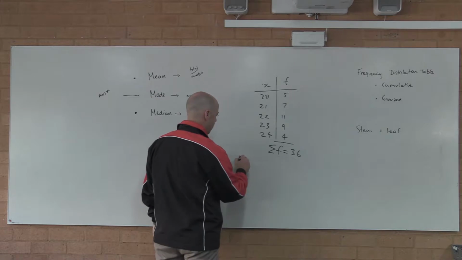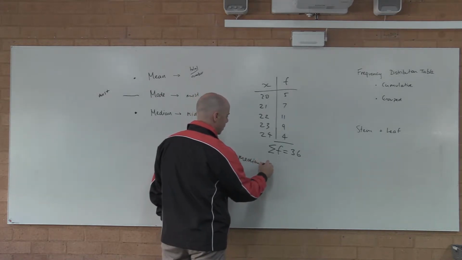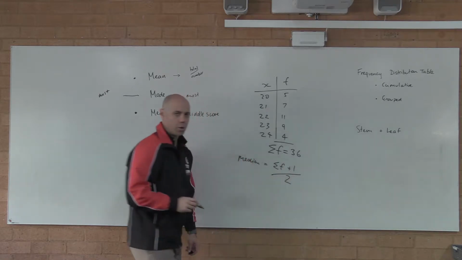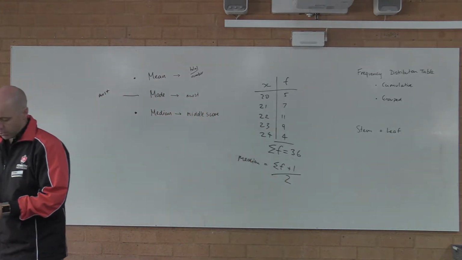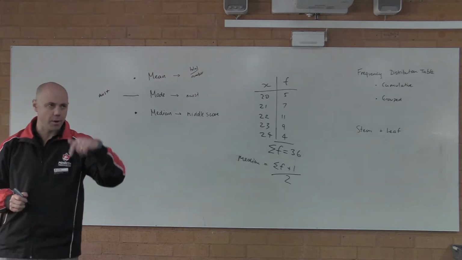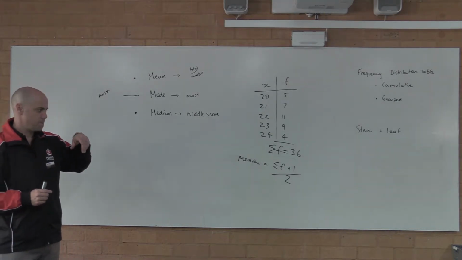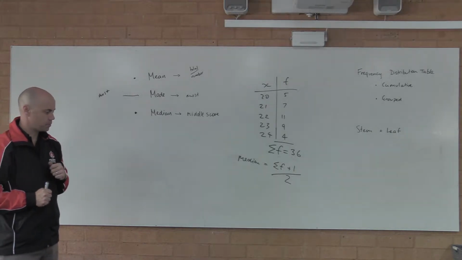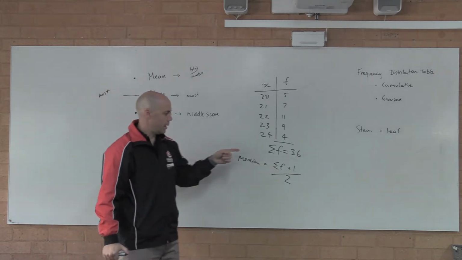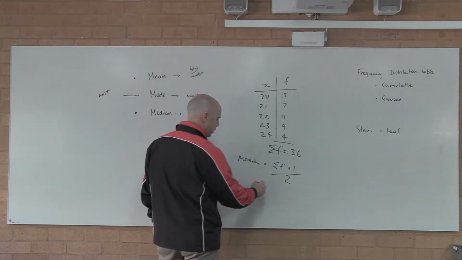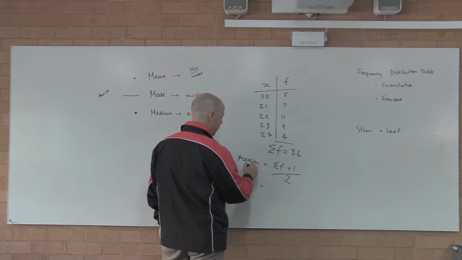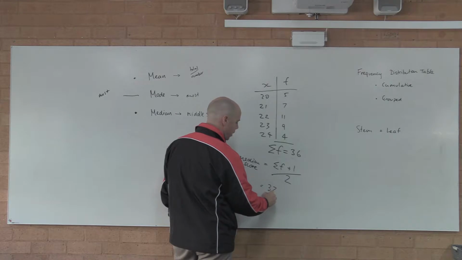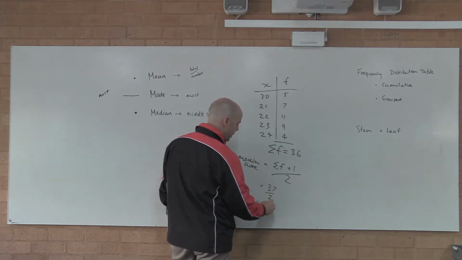To work out the median, we use sigma F plus 1 divided by 2. So we work out our total, we go one more than that and divide by 2. In this case, it's 37. So the median score is this, and I'll show you what it means. We've got 37 divided by 2, so that is 18 and a half.